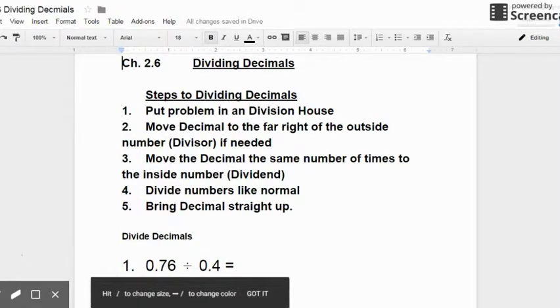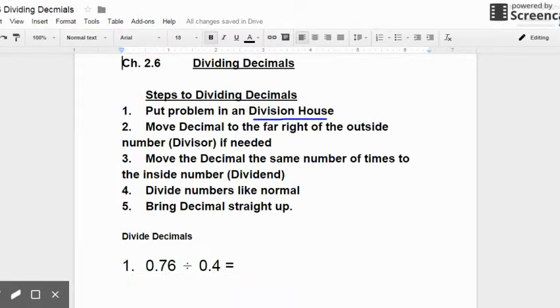Step one is the same. We always want to move the problem into a division house. This makes it easier to work with when we're talking about division. Step two and step three are our new steps.